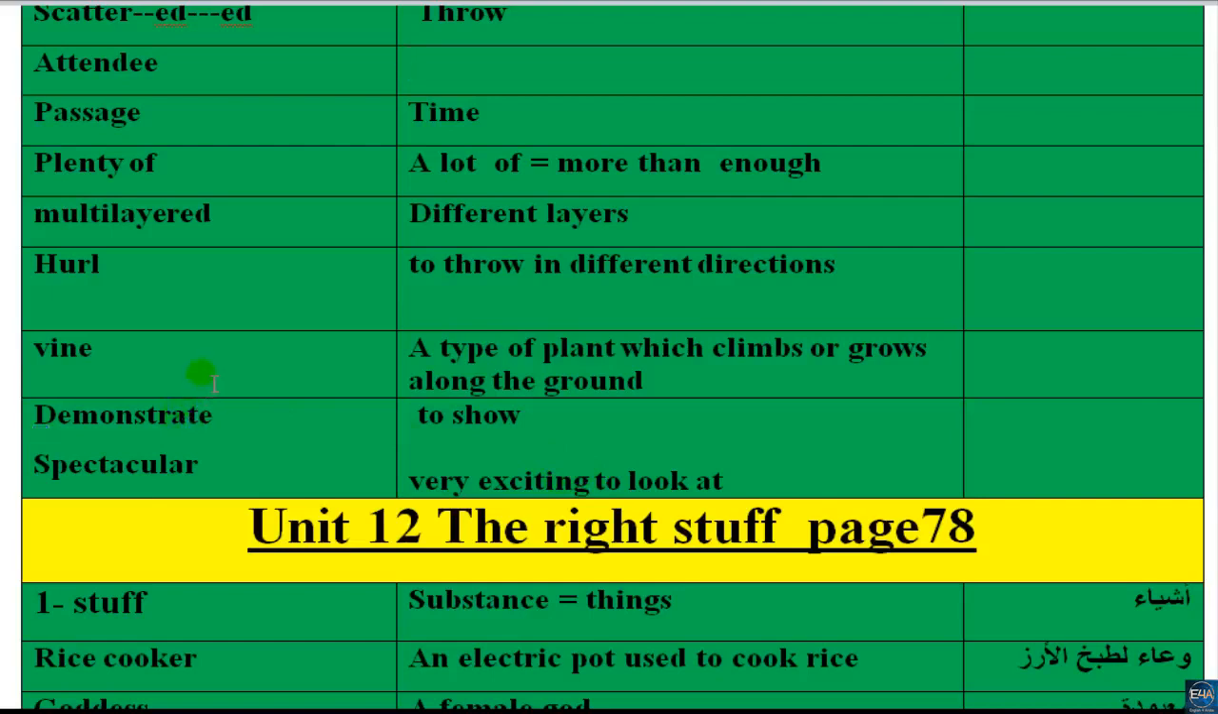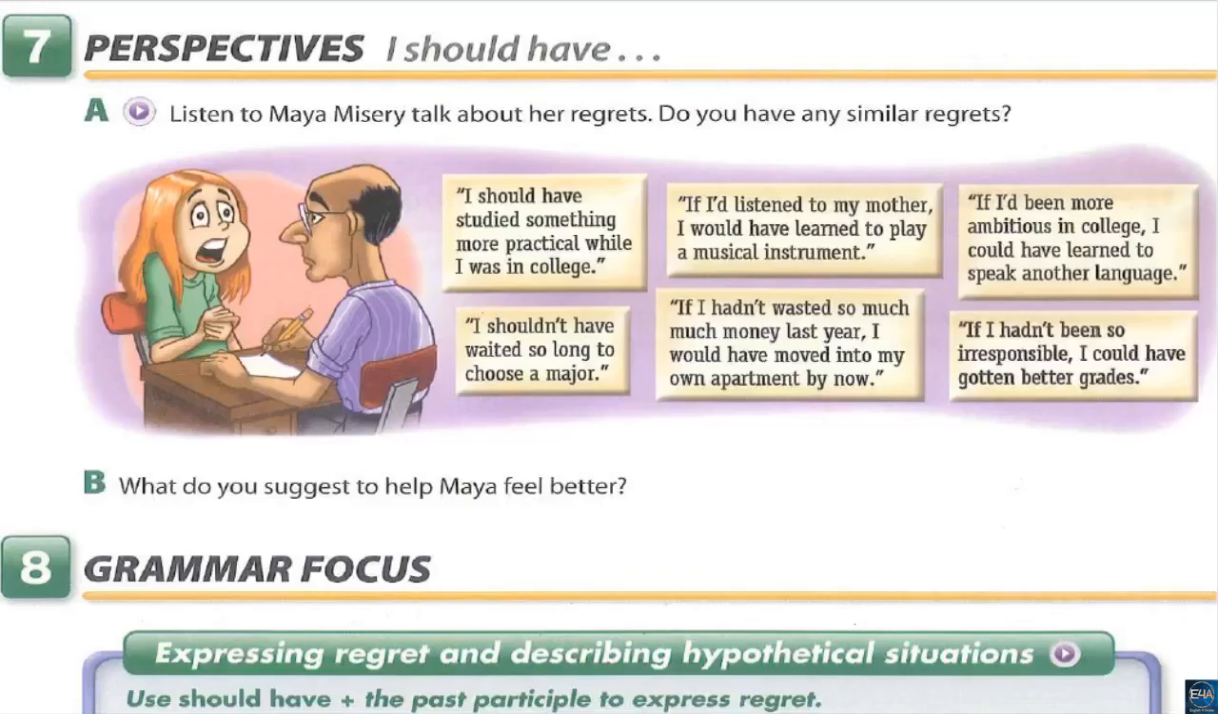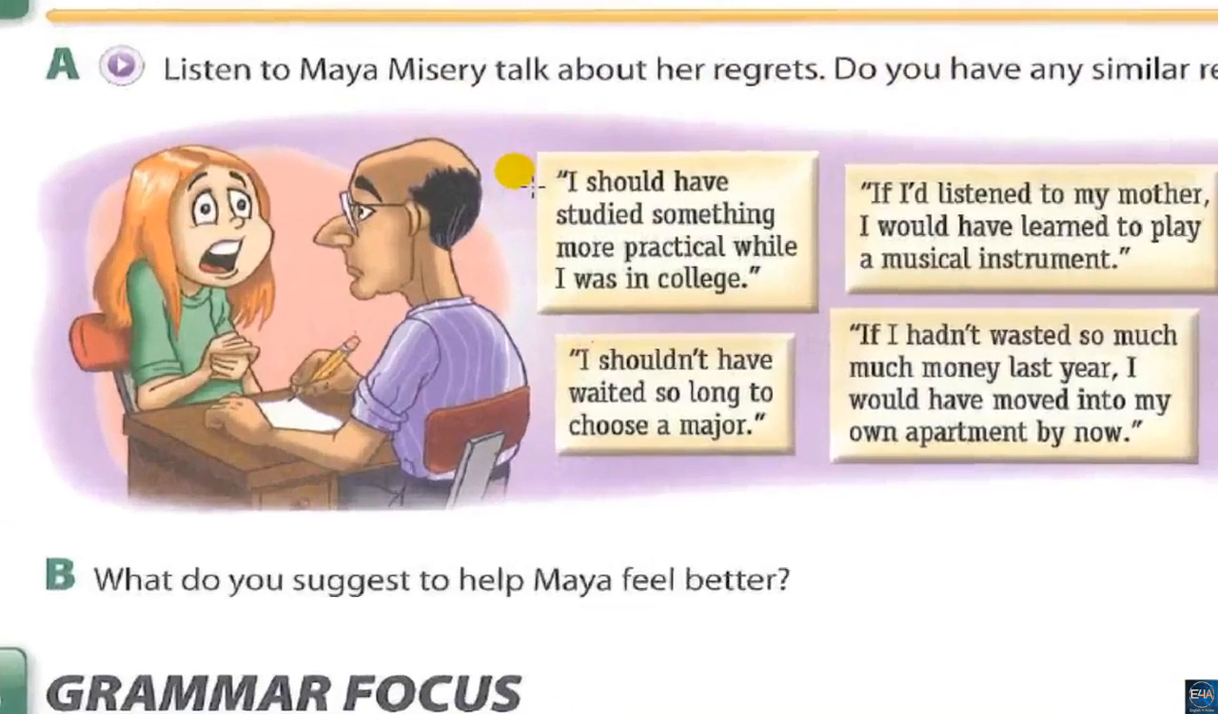Now, let's get started. Page 75, exercise 7, perspectives. I should have. Part A. Listen to Maya talk about her regrets. Do you have any similar regrets?